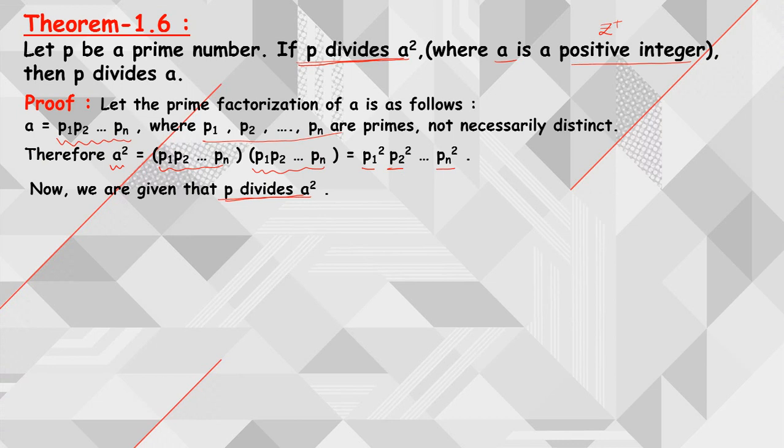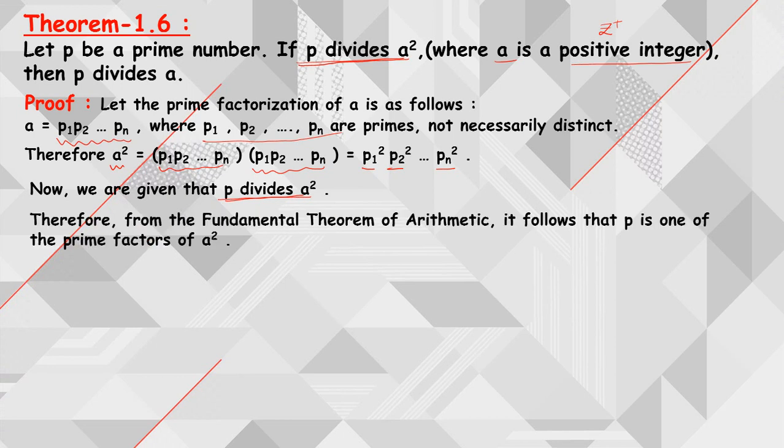So when the remainder is 0, from the factor theorem we have learned that p will become one of the factors of a square. Now, from the fundamental theorem of arithmetic we can say that p is one of the factors of a square, right?